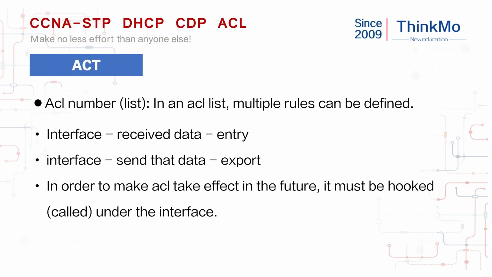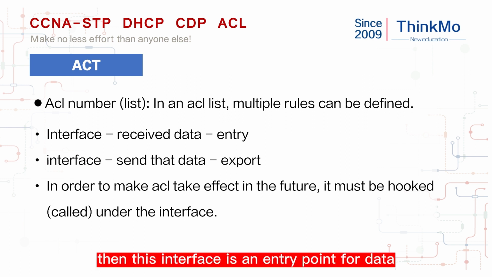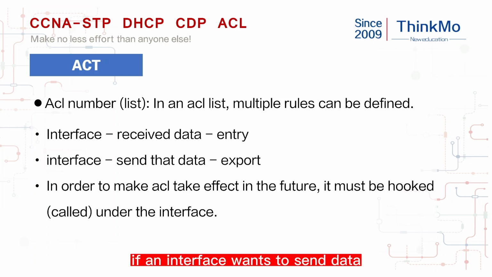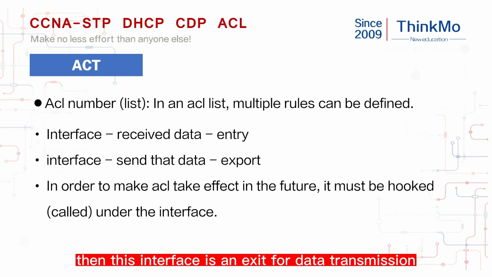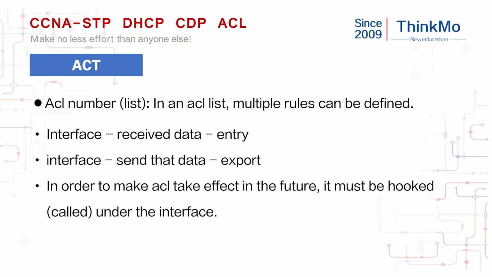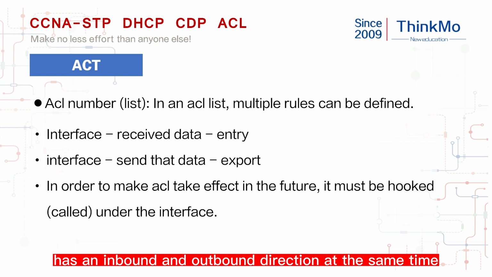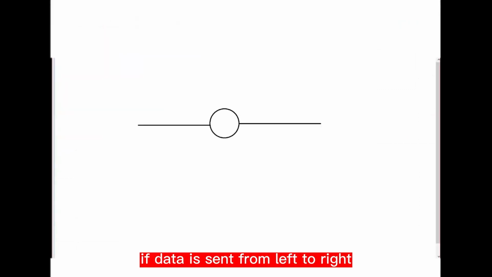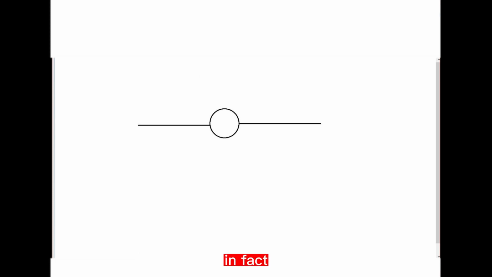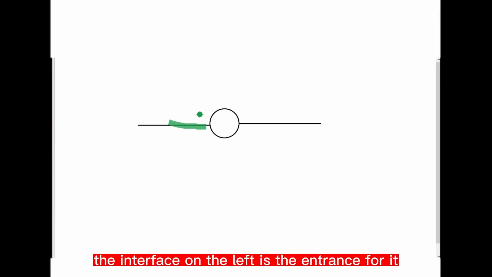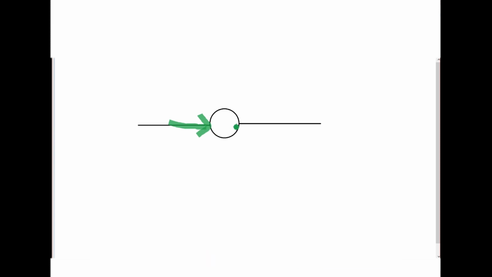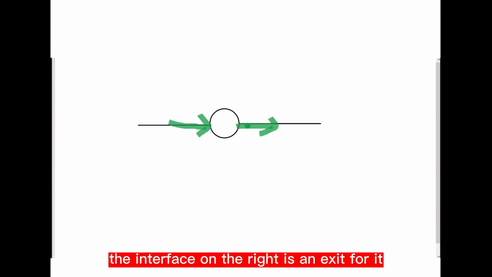It has both receive and transmit directions. For ACL, it is a function. If an interface receives data, then this interface is an entry point for data. If an interface wants to send data, then this interface is an exit for data transmission. Therefore, the interface has an inbound and outbound direction at the same time. But for data sent from left to right, the interface on the left is the entrance for it, and the interface on the right is an exit for it.